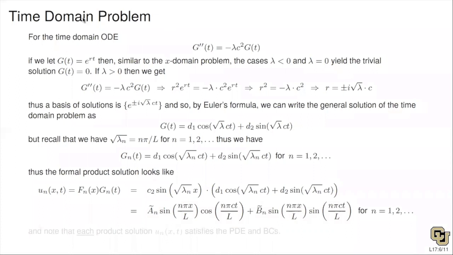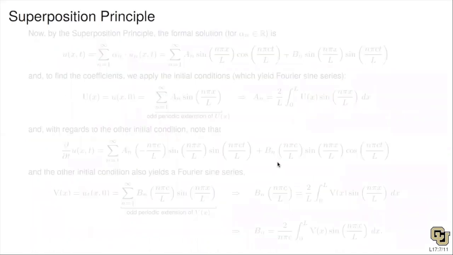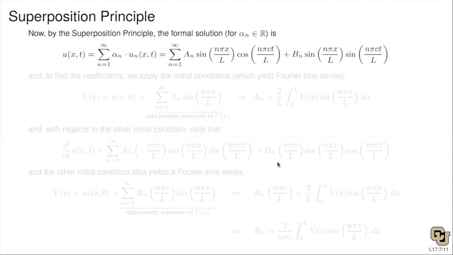And now we want to combine them all. Each product solution satisfies the PDE and boundary condition. And so now you know what's coming. It's the superposition principle. We now want a way to stitch together. Any linear combination of those product solutions is again a solution. And so now we get the big formal series solution of the wave equation.